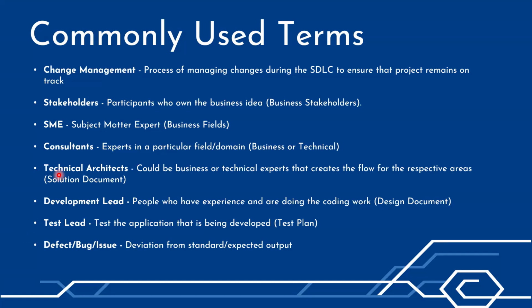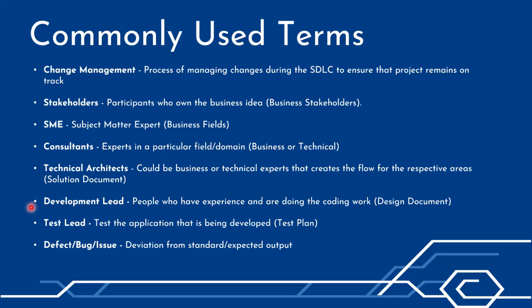So as a BA, whenever you get to work on a complex project, chances are that you will not directly work with your developer. You will first work with a technical architect to create a technical solution. Once the technical solution is in place, then the developer can get involved.